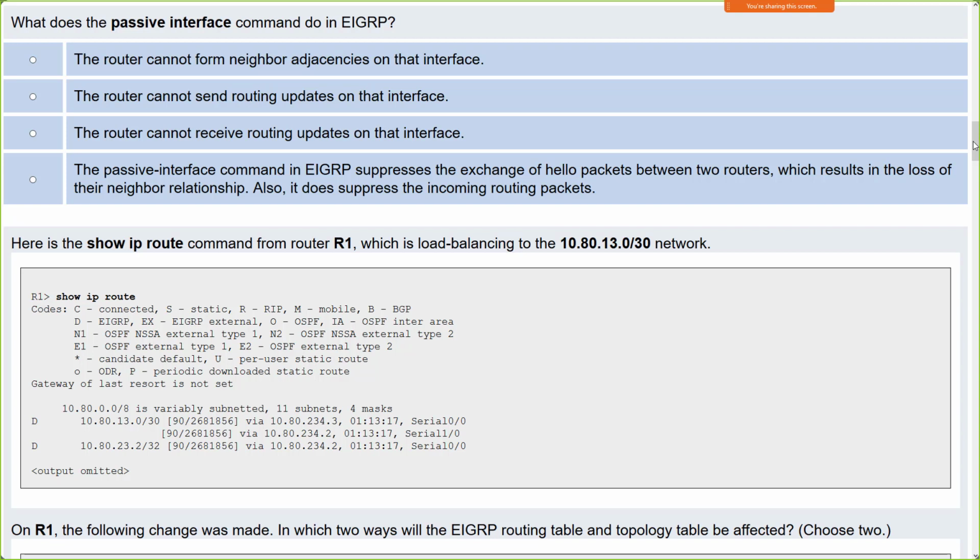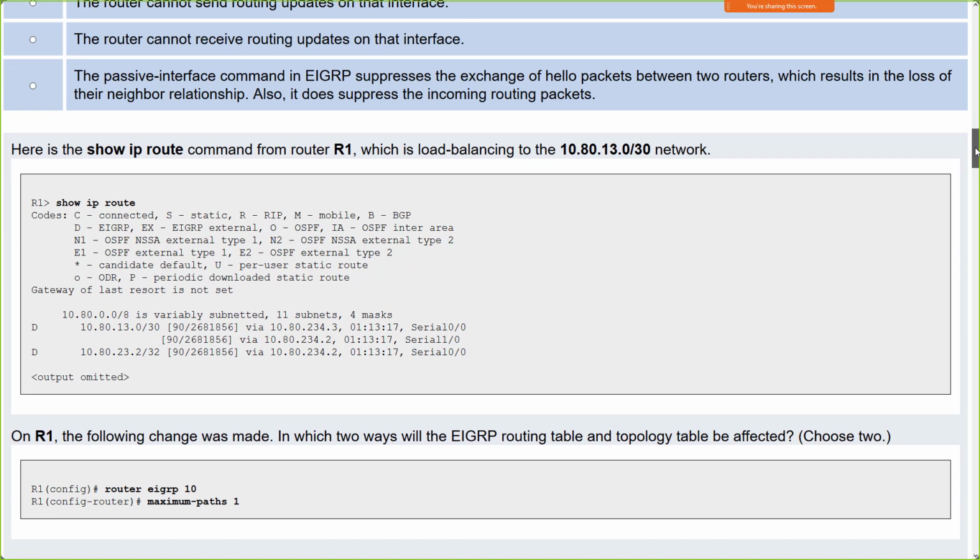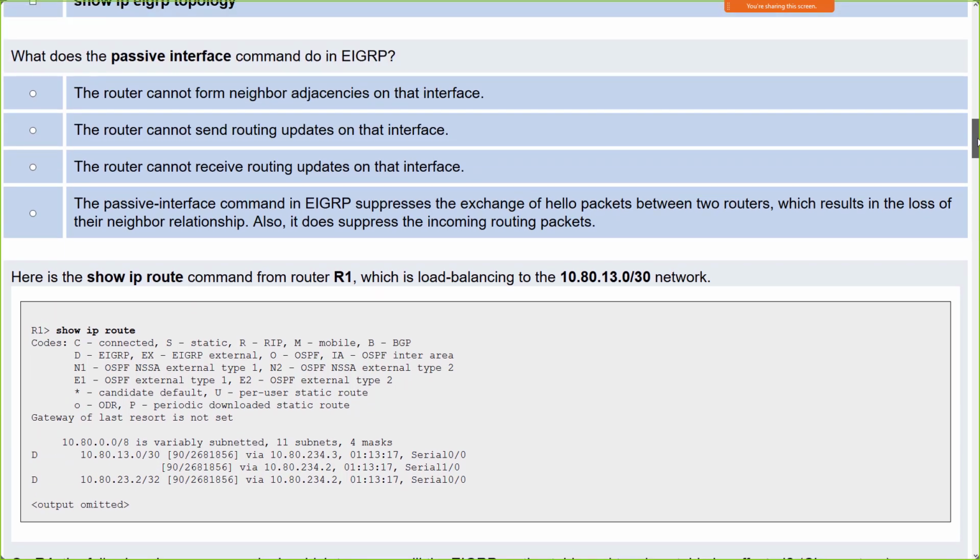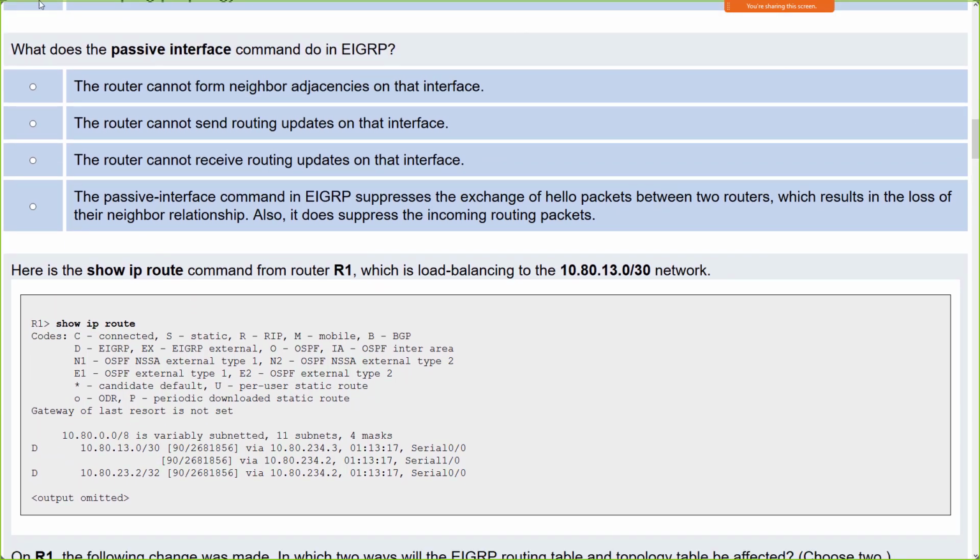All right. So what passive interface does is it allows me to include a network statement for a particular interface so that I can advertise that network to the rest of the world, but it suppresses the protocol from running on the interface and from sending hello packets and so on. So let's see, the answer: the router cannot form adjacencies. That would be true, right?